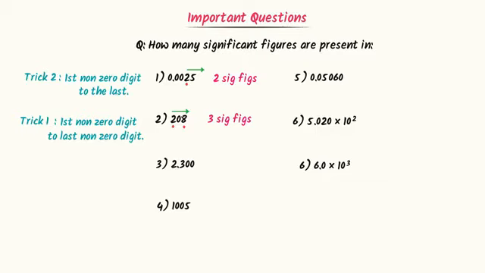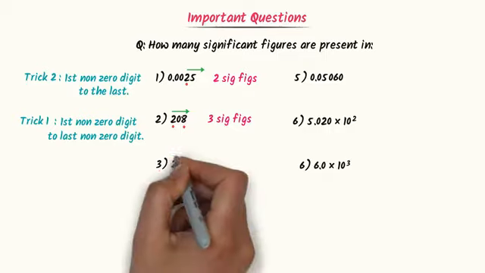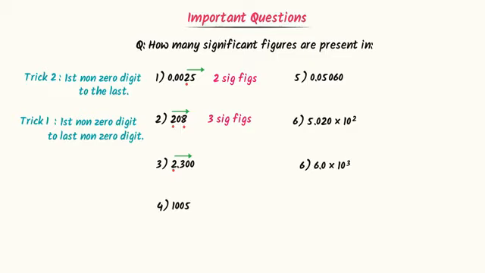The third number is 2.300. This number has a decimal point. So we use trick 2. Find the first non-zero digit and count till the very last digit. The first non-zero digit is 2. Count from 2 till the end. 2300. That is 4 significant figures.